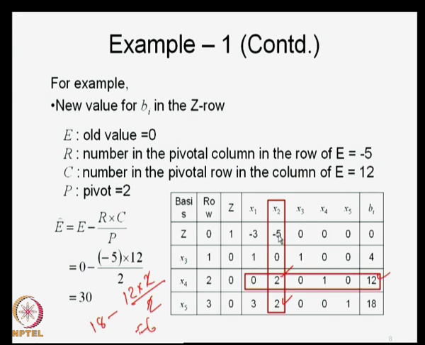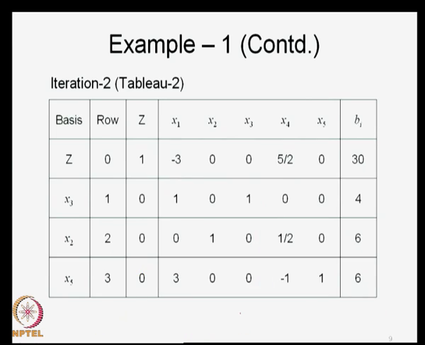So, this is minus 3, and then you convert this x2 as 0, let us say minus 5. So, how do I convert that? Minus 5 itself, because that is a row, into 2 divided by 2. So, that will be minus 5 plus 5, that will become 0. So, like this you simply convert.